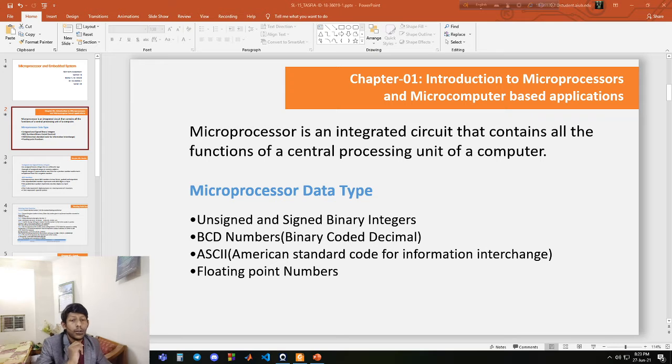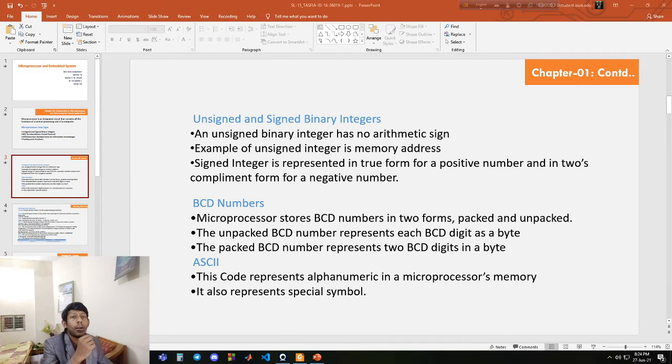So what are unsigned and signed numbers? Unsigned numbers are just representations of basic binary digits which don't have any arithmetic signs, and these numbers are used basically to represent memory addresses and all. And the signed number has an extra bit that represents the arithmetic sign, whether it is positive or not. Mostly 0 for positive numbers and 1 for negative numbers.